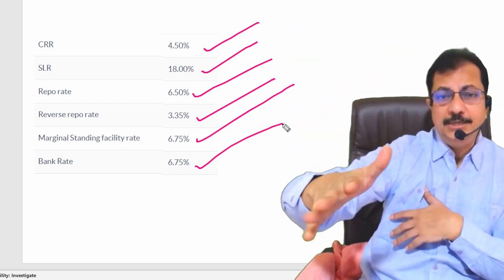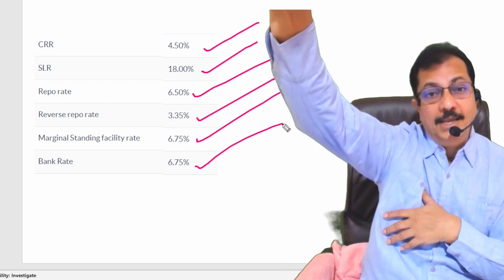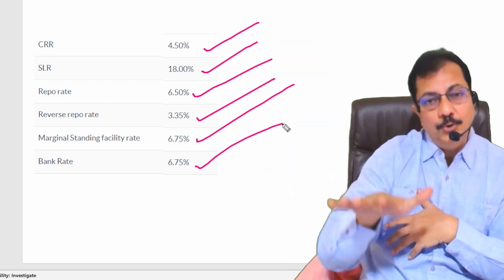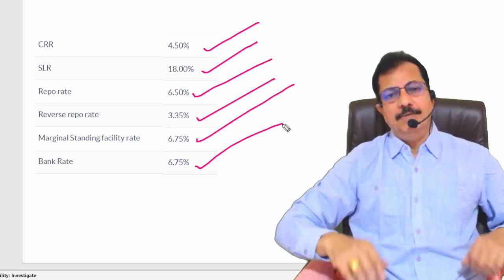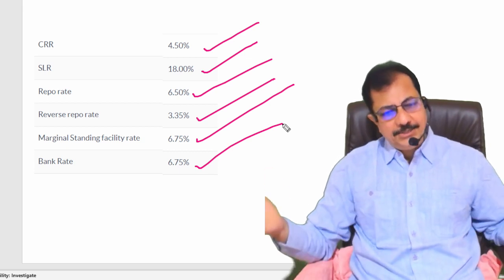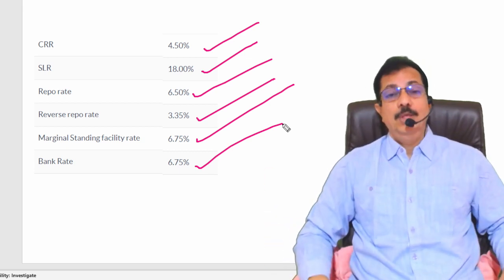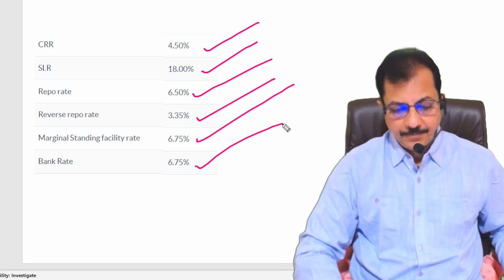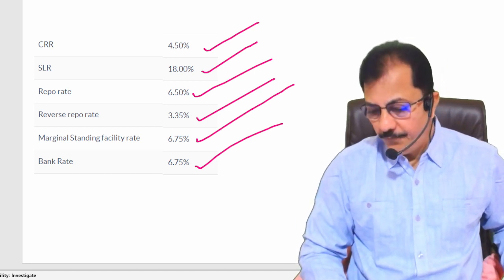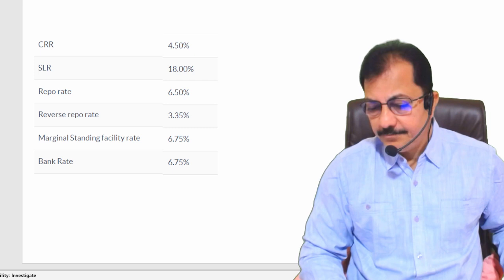No money is available. More money, higher the prices. Less money, lower the prices. The same thing is happening even in the share market. That's it. So this is how you have to correlate all these things. Am I clear? So hopefully you have noted down everything here.